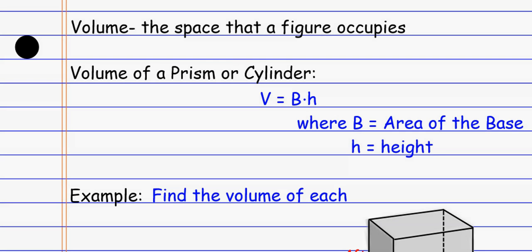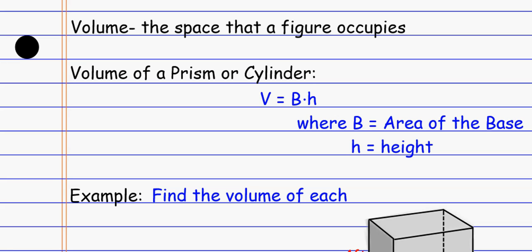All right, so talking about volume here, volume is the space that a figure occupies. In other words, it's kind of how much room it takes up total. And so when we talk about volume, we'll talk about it in cubic measurements. So a cubic inch is like a little cube that's 1 inch by 1 inch by 1 inch. So it's a 1 inch cube.